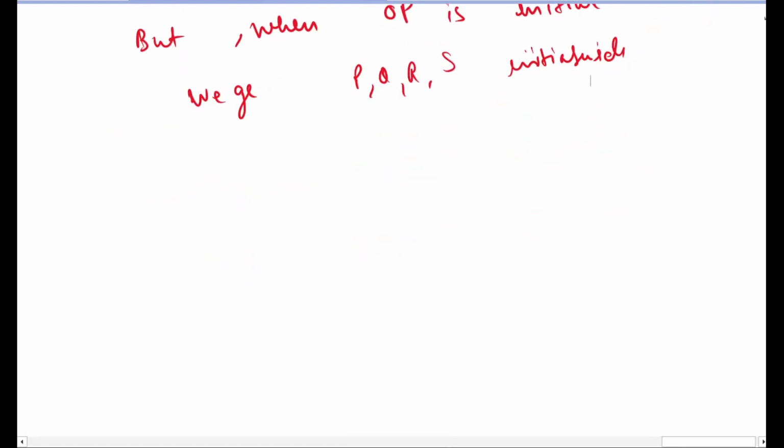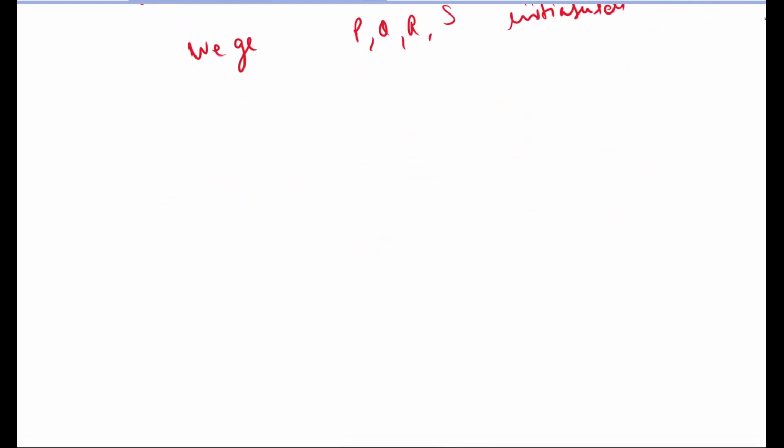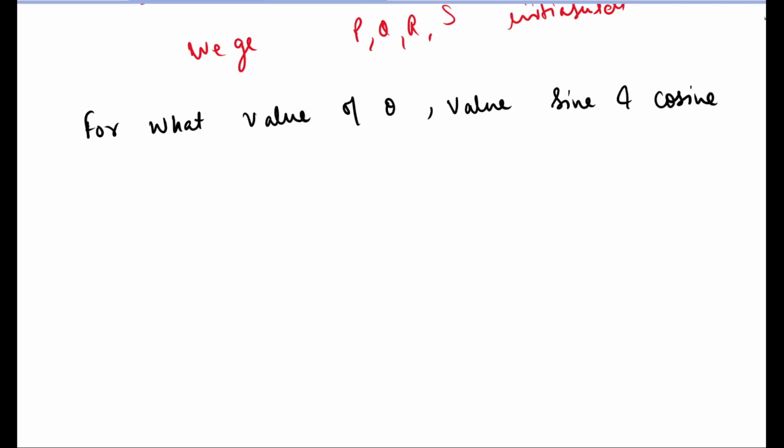Now we have, so this was about quadrant angle. Now we have, for what values of theta do the sine and cosine functions not change? For what value of theta do the values of sine and cosine function not change?